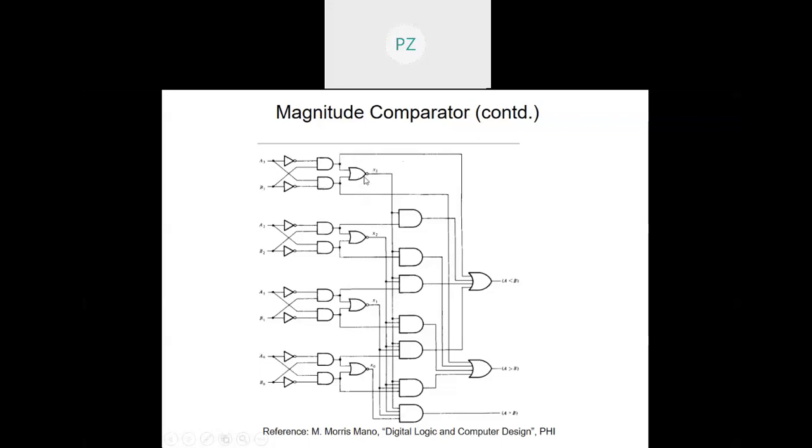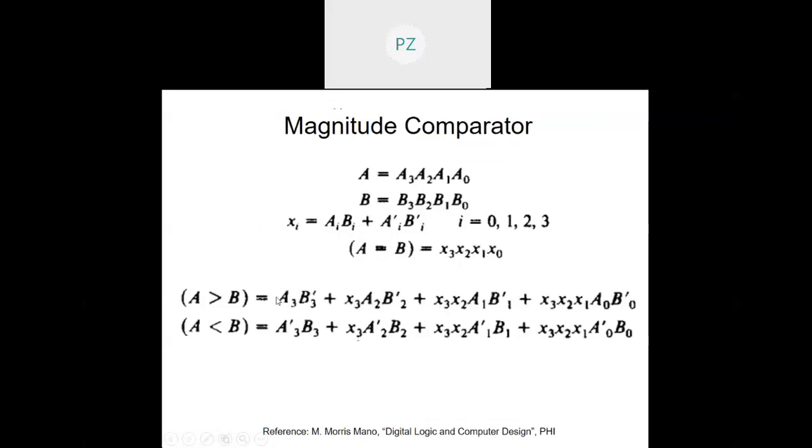Why is this exclusive OR? It is only when you add this inverter to it that it becomes exclusive NOR. So why are they doing it? Why aren't they realizing A3 B3 bar or A3 B3? Because A3 B3 bar will be used. Similarly, A3 dash B3 will be used. So it is better to realize this.